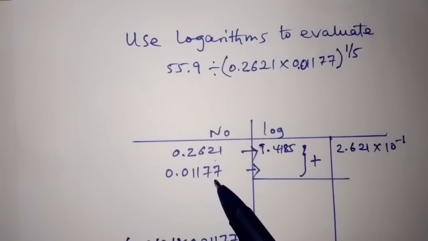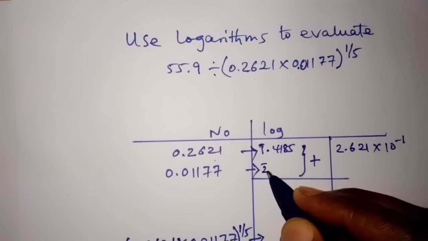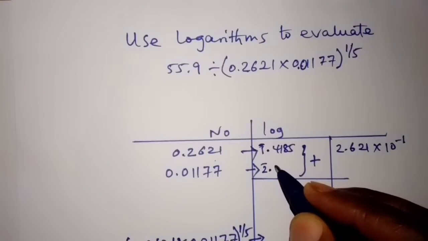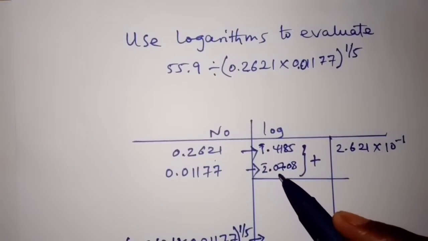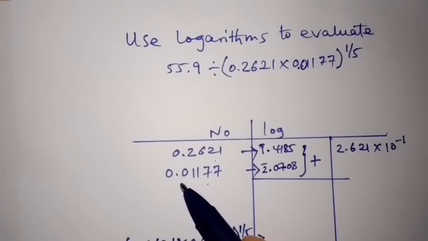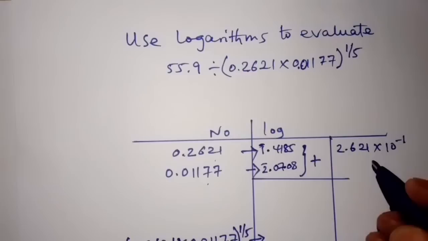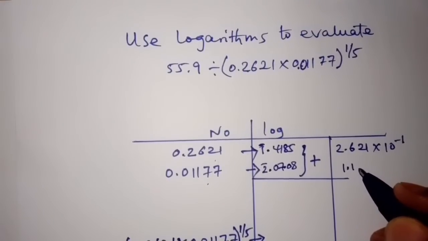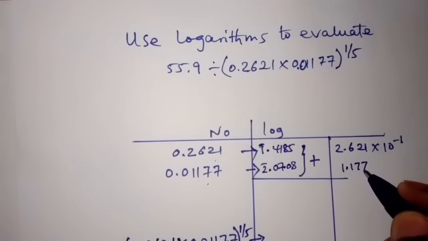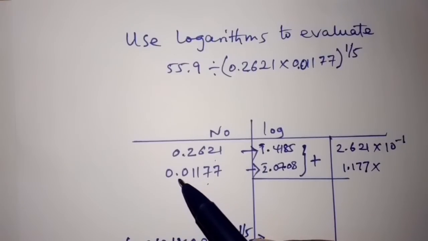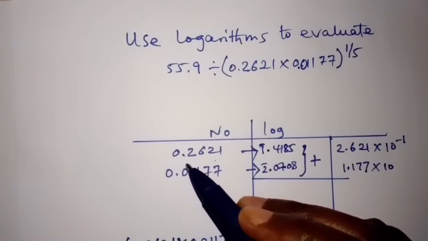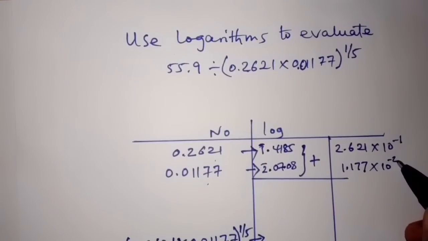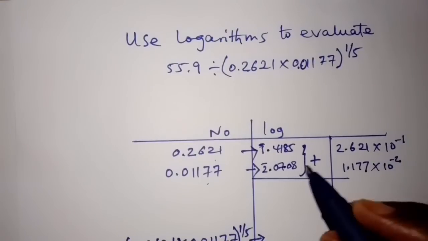From the log table, the log of 0.01177 is bar 2.0708. The standard form of 0.01177 is 1.177 times 10 power negative 2, and this negative 2 is bar 2 here.